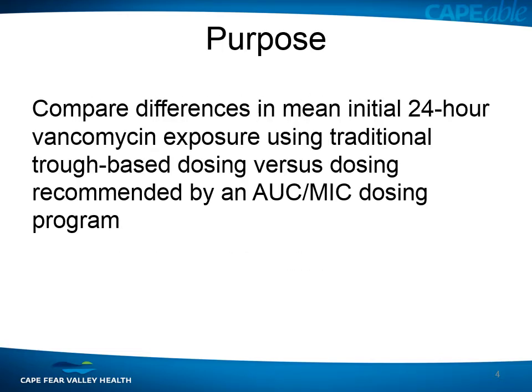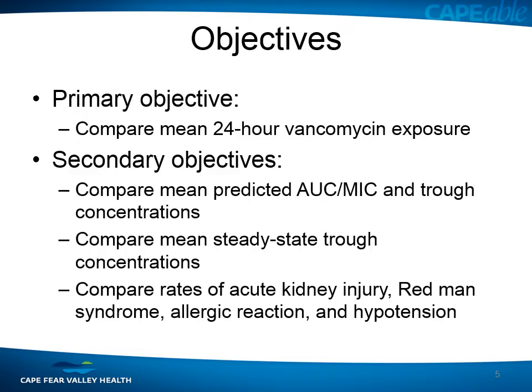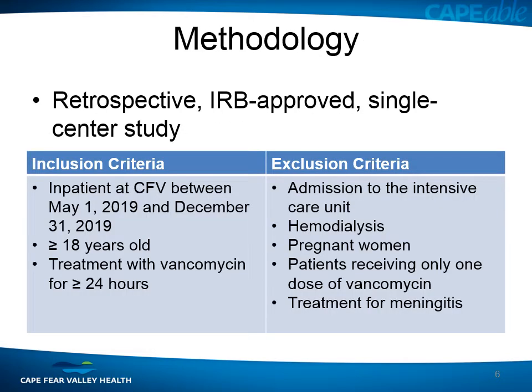The purpose of this study was to compare differences in mean initial 24-hour vancomycin exposure using traditional trough-based dosing versus dosing recommended by an AUC to MIC dosing program. The primary objective for this study was to compare mean 24-hour vancomycin exposures. Secondary objectives included comparing mean predicted AUC to MIC and trough concentrations, comparing mean steady-state trough concentrations, and comparing rates of acute kidney injury, red man syndrome, allergic reaction, and hypotension. This study was a retrospective, IRB-approved, single-center study, and you can see my inclusion and exclusion criteria listed below.